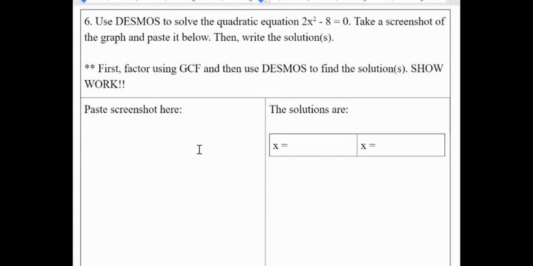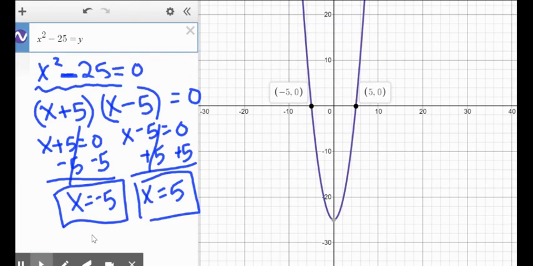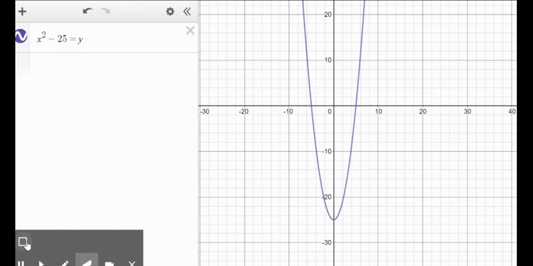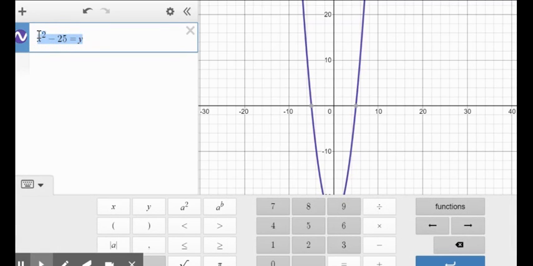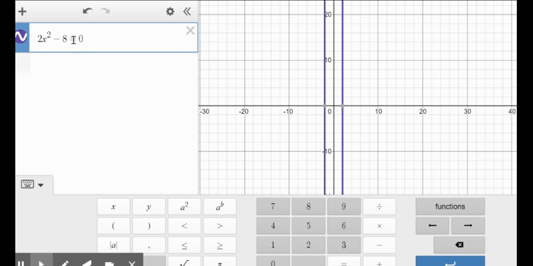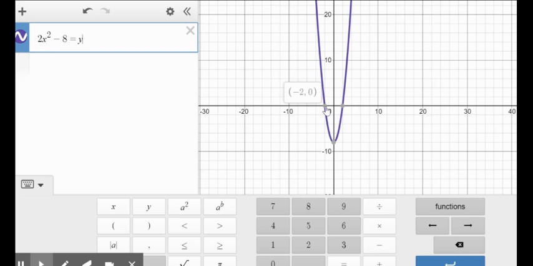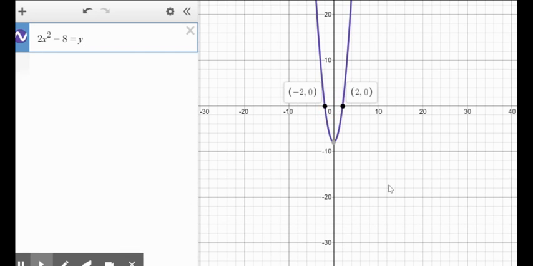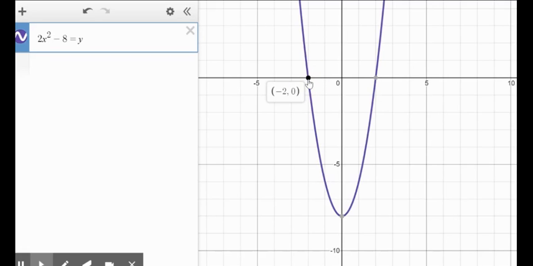Let's take a look at number 6. So again, we need to use Desmos, so I'm going to copy this and paste it into Desmos. Get rid of all of that. Okay, so again, this 2 is no good. We want a squared, and we don't want the 0, we want a y. Okay, so there's our parabola, and there are our zeros. Our answers are x equals -2 and x equals +2.